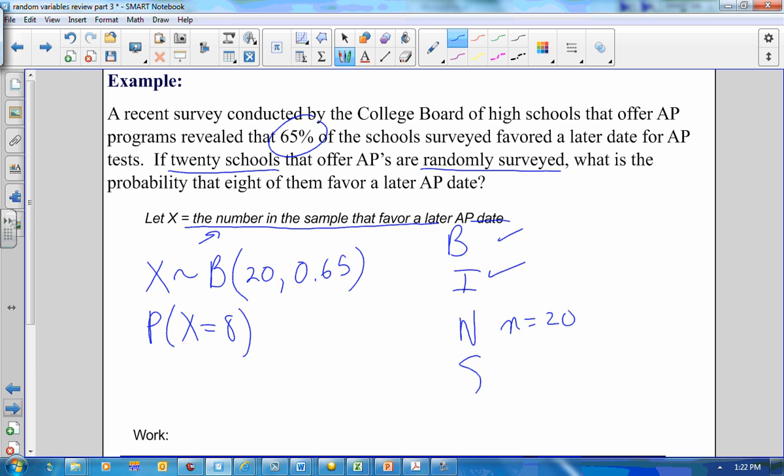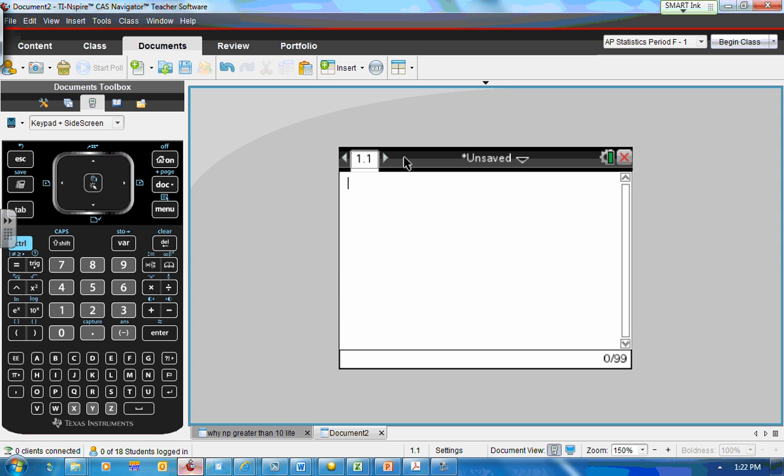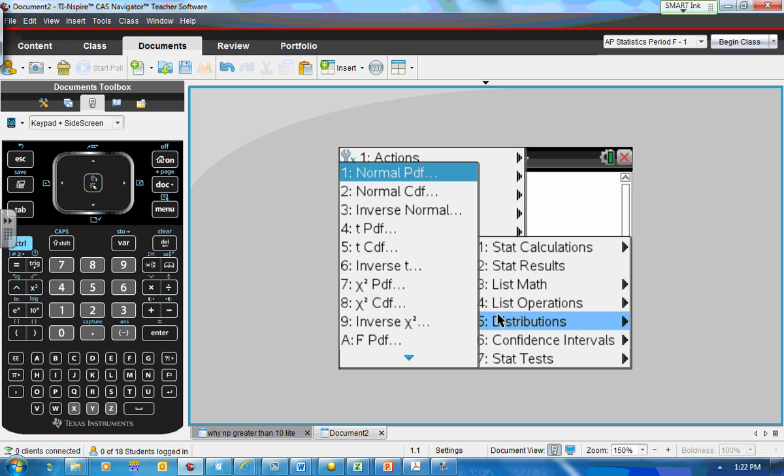So I could say that's equal to 20 choose 8 times success, which was 0.65 to the 8, failure, which was 1 minus that, or 0.35 to the 20 minus 8 is 12. Or I could just go to my calculator, and so I'm going to do that. I'm on a calculator page. I go Menu, Statistics, Distribution.